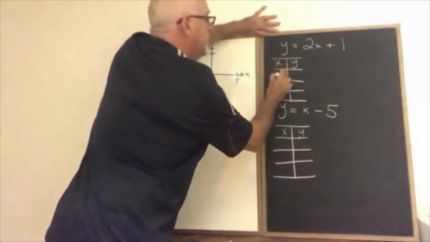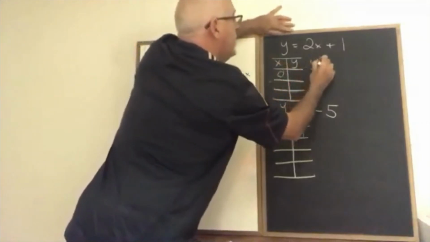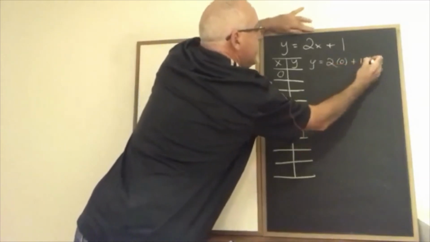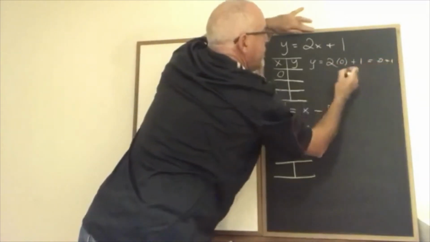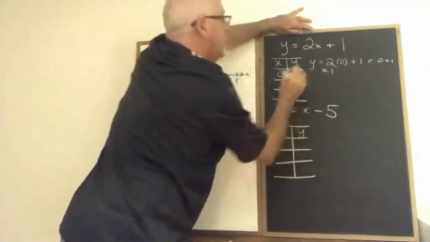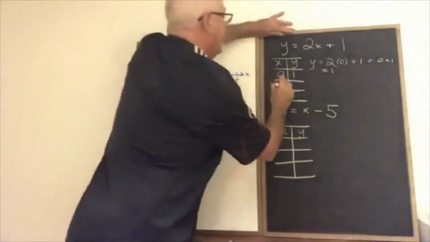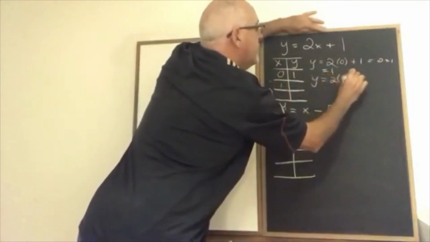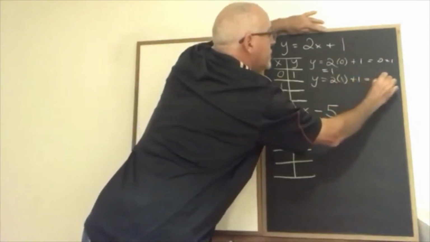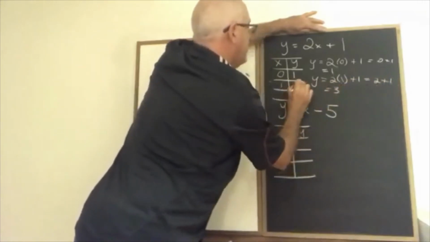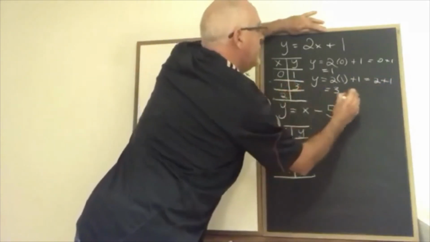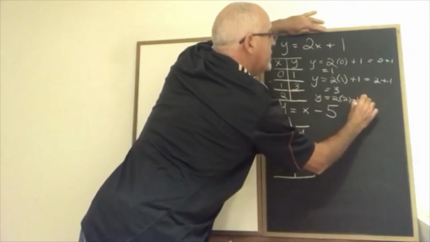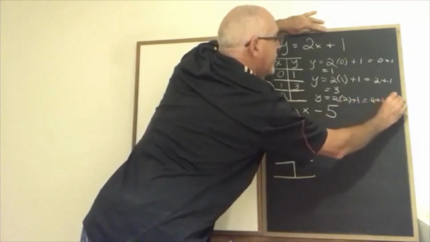If x is 0 in this first one, y equals 2 times 0 plus 1, which is 0 plus 1, which is 1. And I have my first point. If x is 1, y equals 2 times 1 plus 1, which is 2 plus 1, which is 3. And if x is 2, y equals 2 times 2 plus 1, which is 4 plus 1, which is 5.